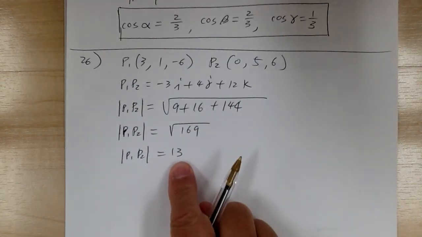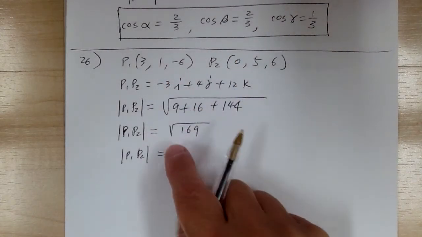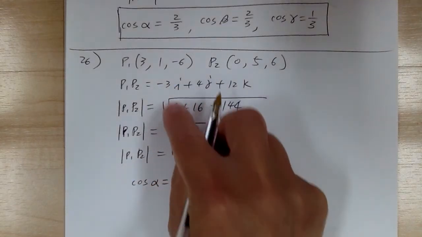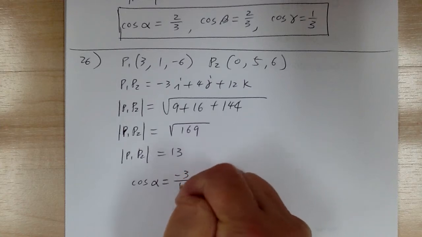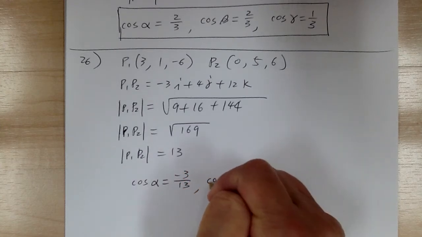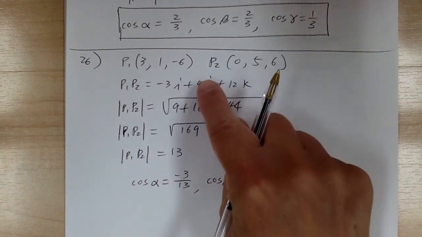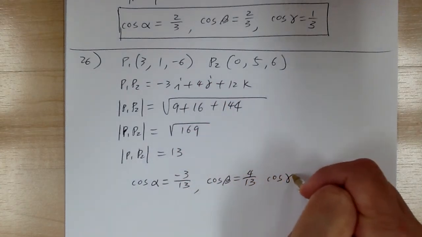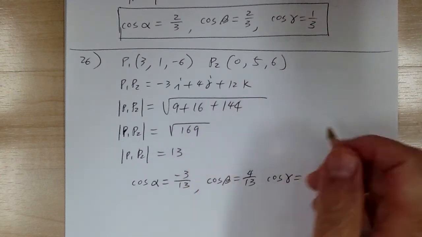Once you find the length, you can just put each component over it. That would be your cosine alpha, so negative 3 over 13. Cosine of beta equal to 4 over 13. And cosine of gamma equal to 12 over 13.